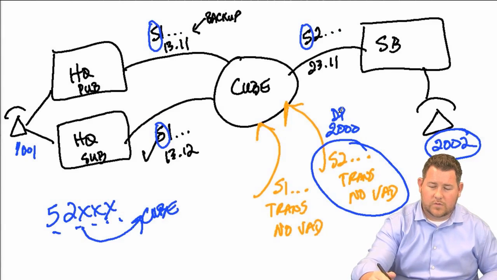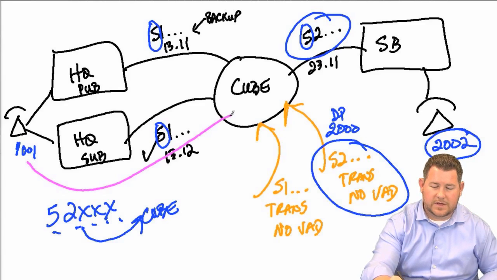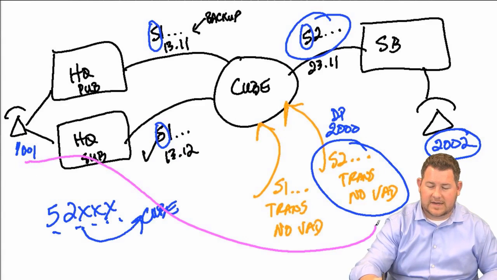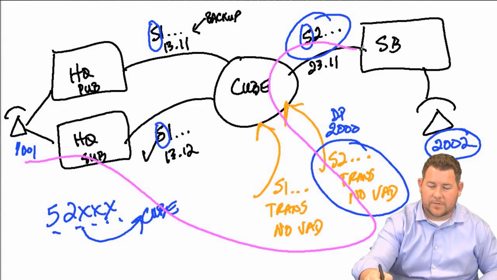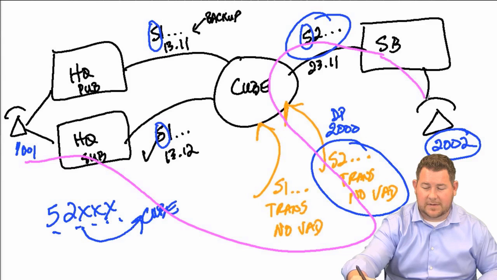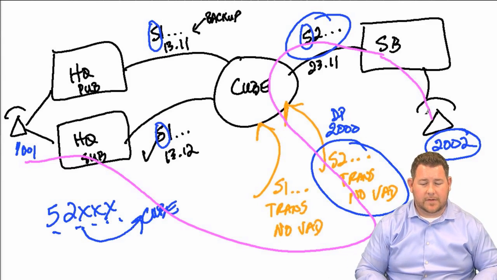And that's going to have a destination pattern of 52... So then we're going to be matching this pattern here, and then that call goes from 1001 from the sub through the CUBE, through the correct dial peer, and then through that dial peer as well to get to the other phone, right? And then Site B, of course, is going to know where to get to that phone based on the routing that you've done over there.